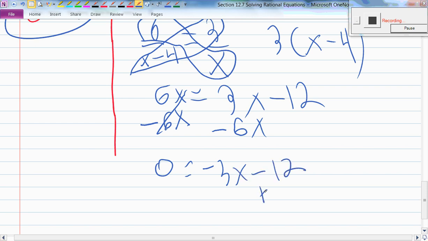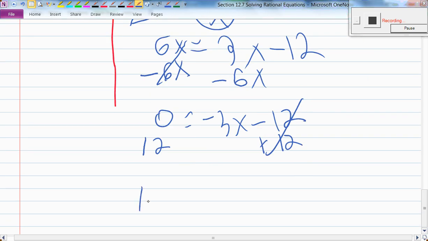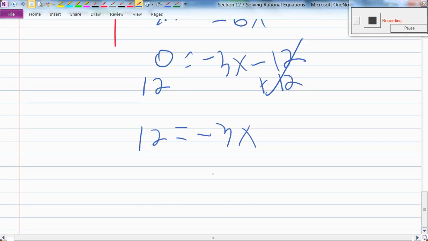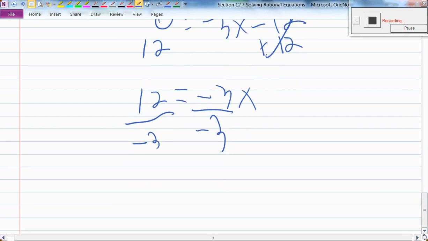And then you add 12 to 0, which makes it 12 is equal to negative 3x, and you divide by negative 3, which equals negative 4. Okay, who agrees? Hands up if you agree.